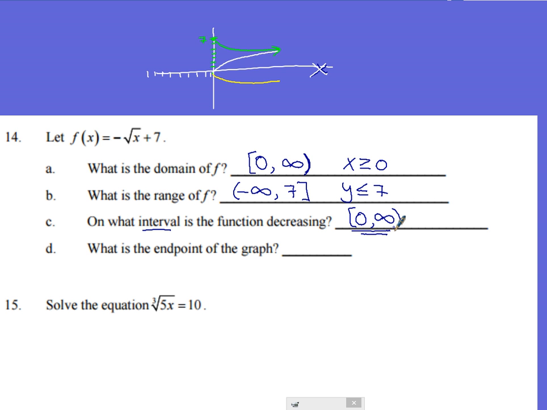What is the endpoint of the graph? The endpoint is (0, 7). And that is that. Alright, let's go and pull this back up.